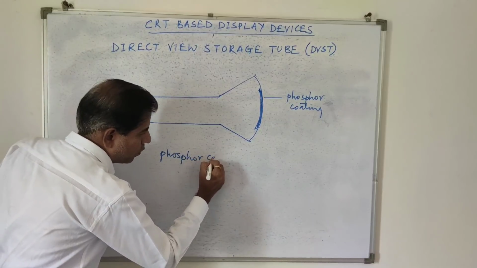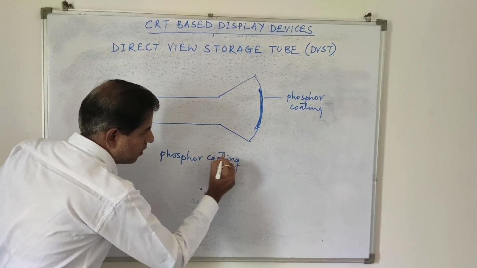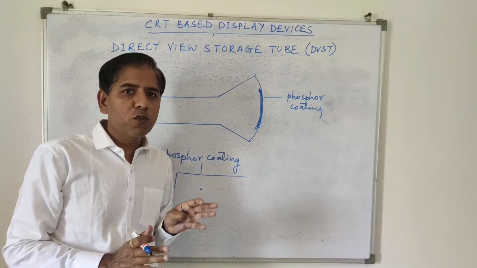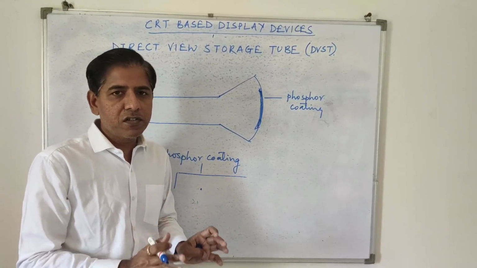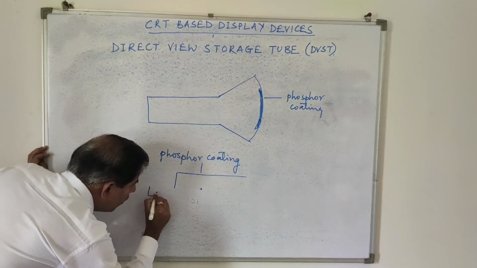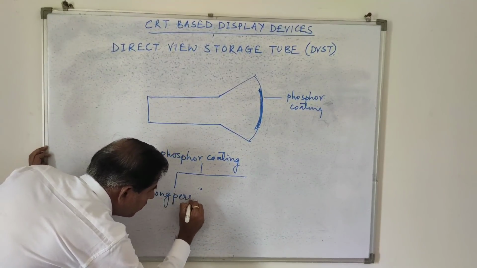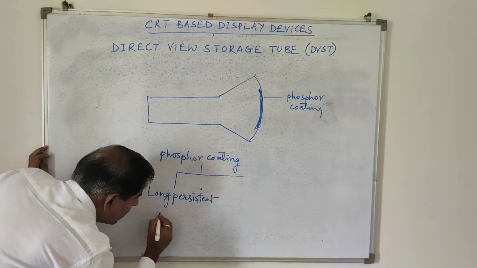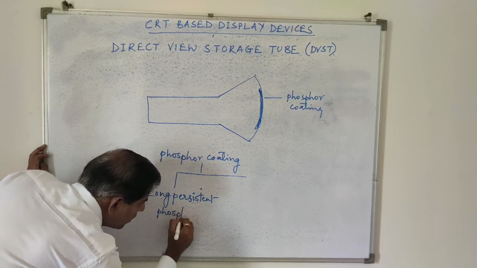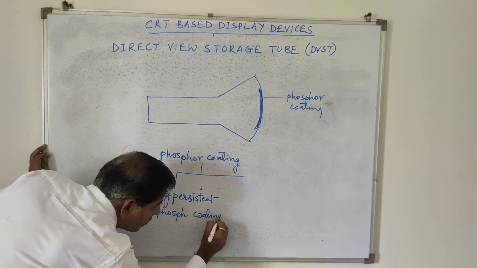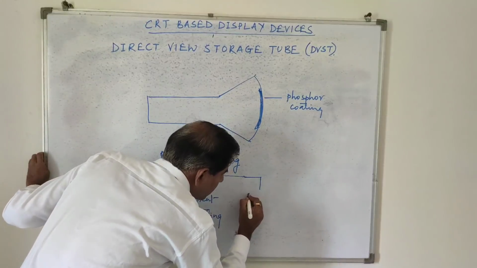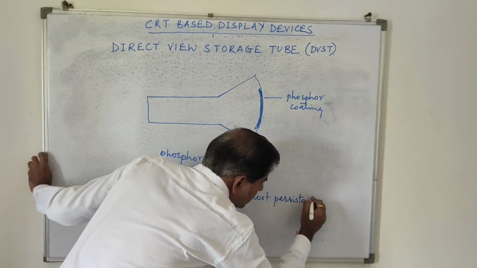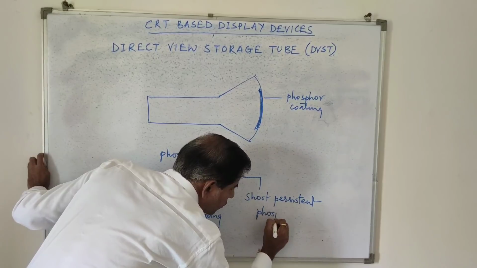Phosphor coatings are of two types. One is a long persistent phosphor coating and another one is a short persistent phosphor coating.